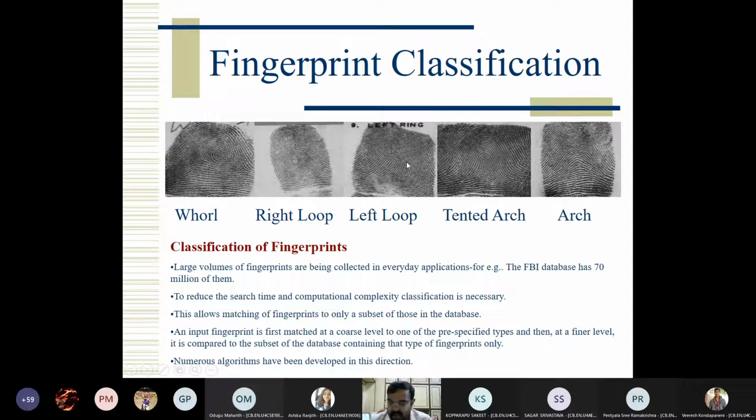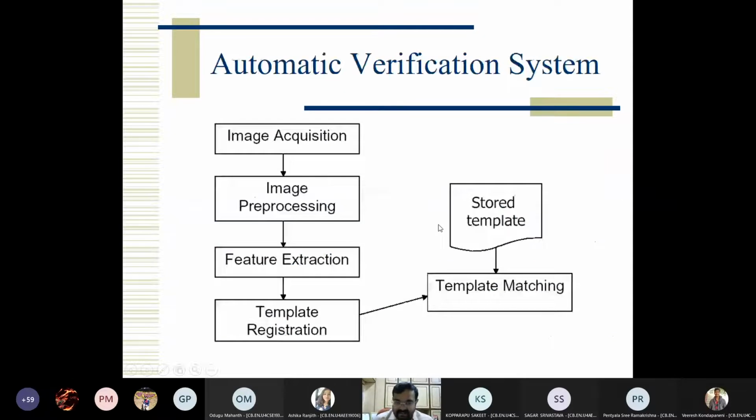In this fingerprint, you can see an arch. So primarily an arch is the main feature. There are, yes, other features also. There may be some pores, some ridges, some islands, but the prominent feature is the arch. Here it is a tented arch. Here it is right loop, left loop, right loop, whirl. And the Henry system of classification.